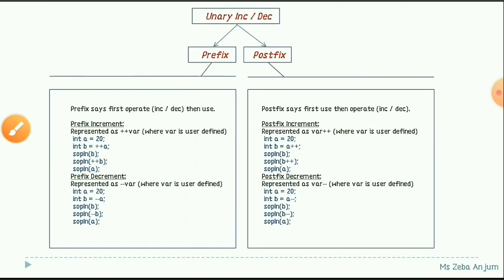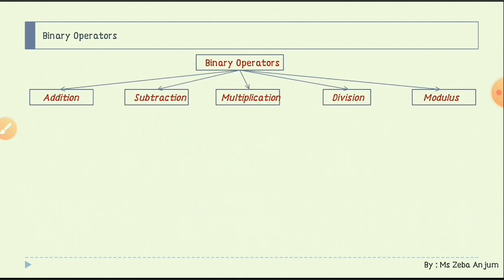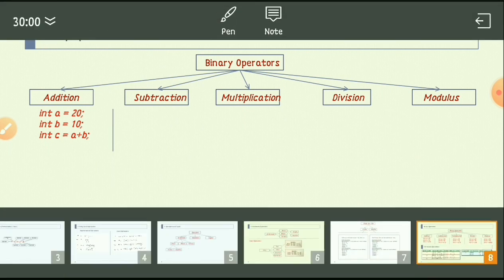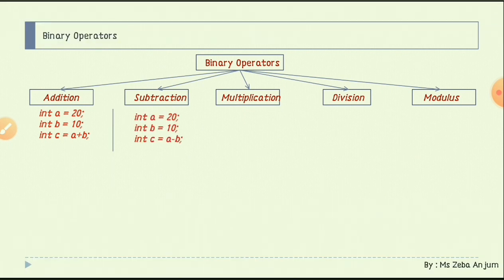So I hope these two topics are clear, prefix and postfix notations. Now let us move towards binary operators. We have multiple binary operators, and those are very simple ones: addition, subtraction, multiplication, division and modulus. Let us see each of these with the help of an example. Over here we have A is 20, B is 10, then obviously C will be 30 for addition. For subtraction, the same thing, you will get the answer as 10. For multiplication, for the same line of code, you will get 200 as the answer.